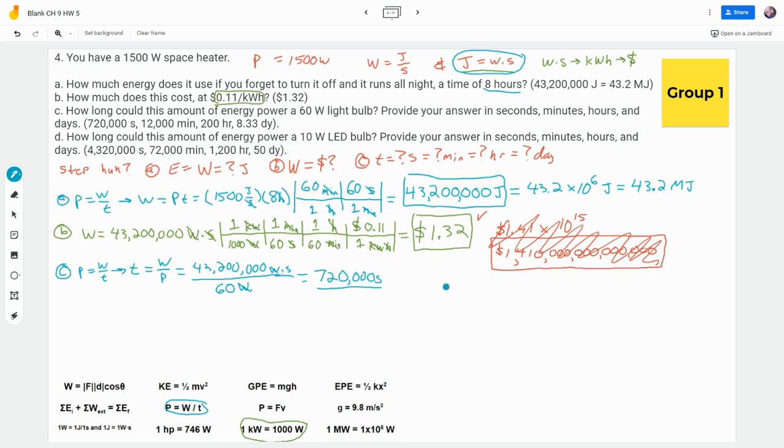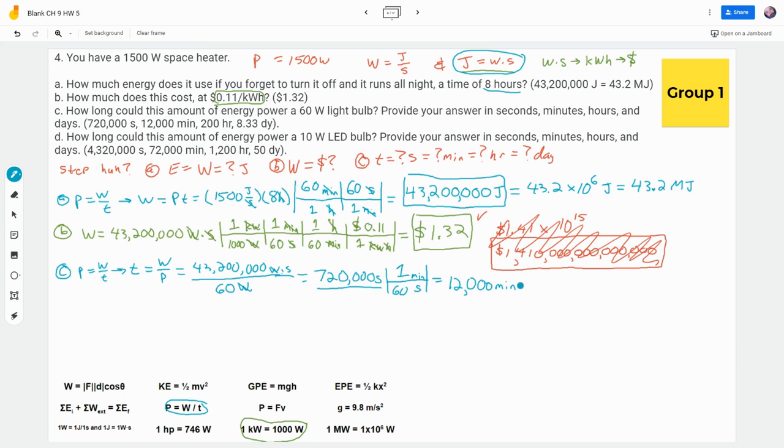The thing is, I don't have a good feel for how much time 720,000 seconds is. So let's turn this into minutes. What field goal post, this is just field goal post practice basically, will get me out of seconds and into minutes? Well, I have seconds on the top, so I want seconds on the bottom and minutes on the top. 1 minute is 60 seconds. So take that number, multiply it by 1, optional, divide it by 60, and you end up with 12,000 minutes.